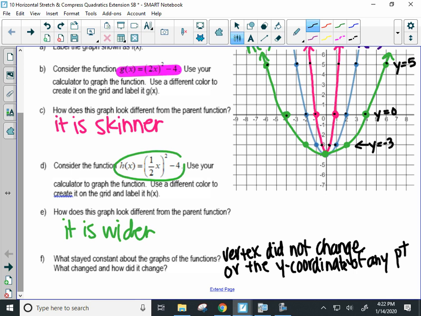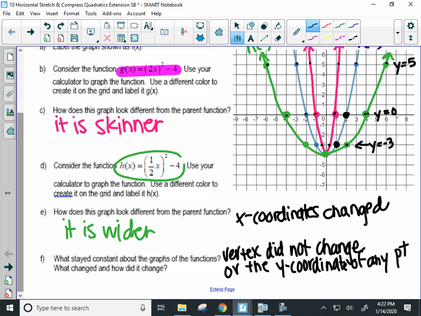So if my parent function had the x value of 1 right here, it went in or it went out to 2. This y value or x value of 2 went into 1 and out to 4. So the x coordinates changed. Now let's talk about by how much they changed.